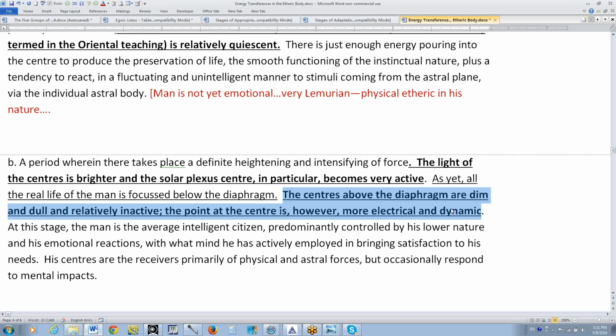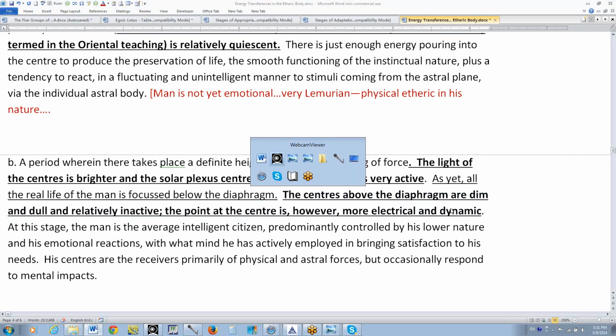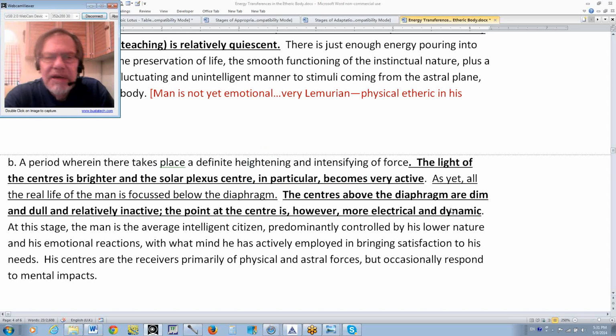Just imagine what it would be like to be able to study all of this directly, to look into the human being and see these things directly in an accurate manner that can be historically verified. All of this is coming for us. The psychic powers are being developed. Their accuracy is in question, but as we clear our natures, there will be the proper kind of development. At this stage, the man is the average intelligent citizen.